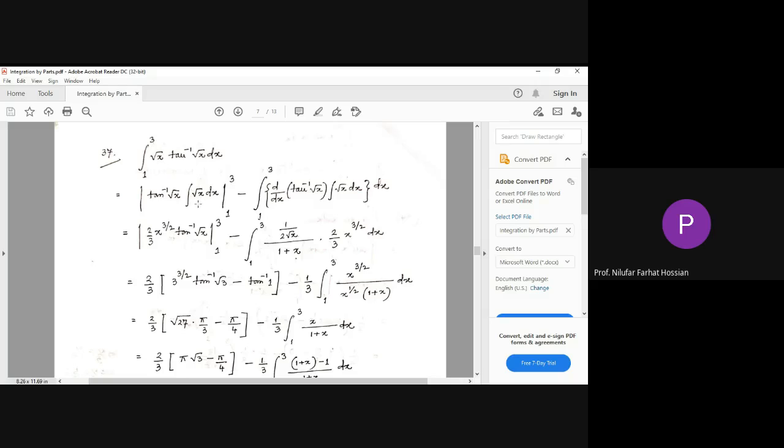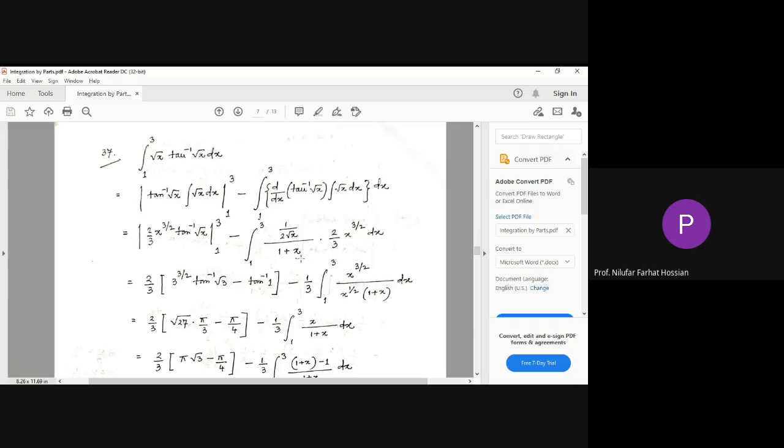So integration of this root over x, that means x to the power half. So after integration, the power will be half plus 1 divided by half plus 1. Half plus 1 means 3 by 2. So x to the power 3 by 2 divided by 3 by 2, that means it will be 2 by 3 x to the power 3 by 2 into tan inverse root x. And here, you know, the d dx of tan inverse x is what? 1 by 1 plus x square. So you just consider this root over x as simple x. So d dx of tan inverse x is 1 by 1 plus x square.